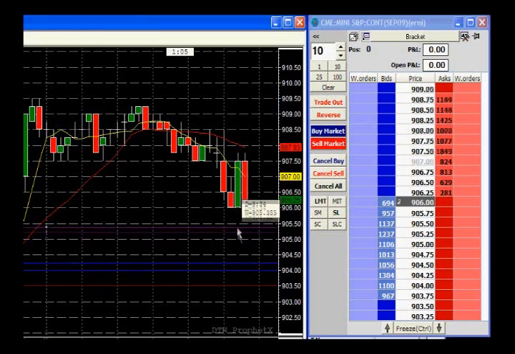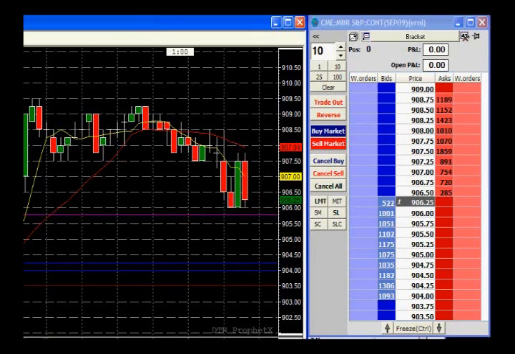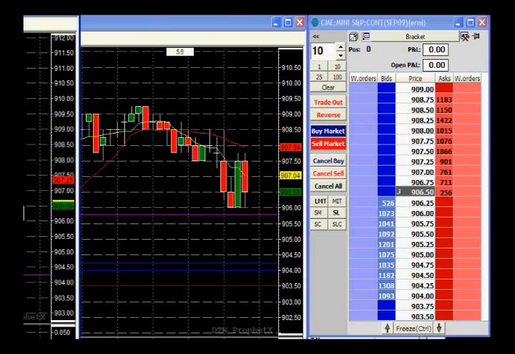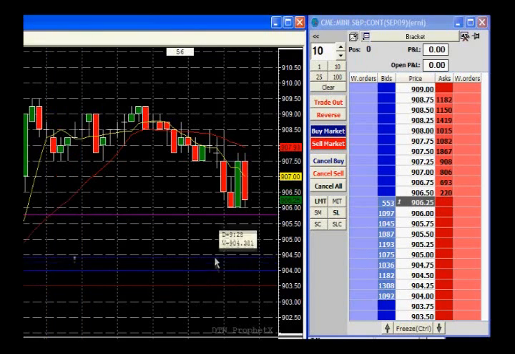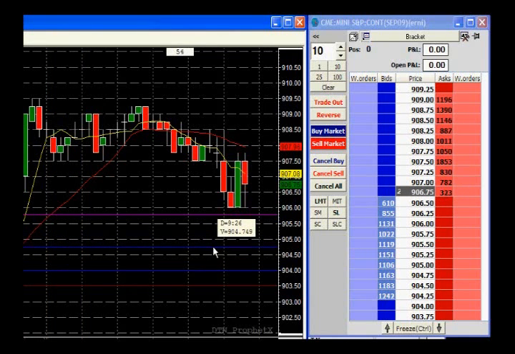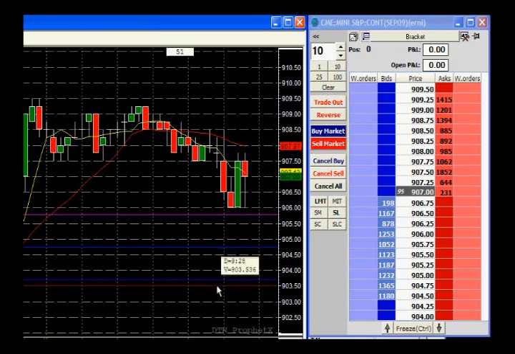Alright, I'm going to try and demonstrate a trade here. I see a setup possibly forming, and so I'm going to draw some lines here. These are the lines I use just as a visual guide.